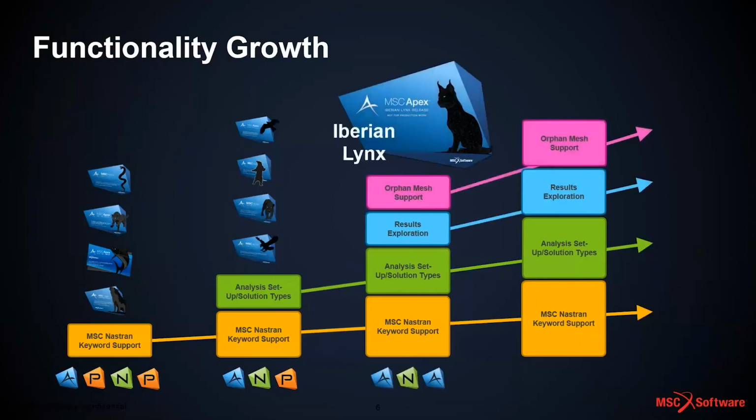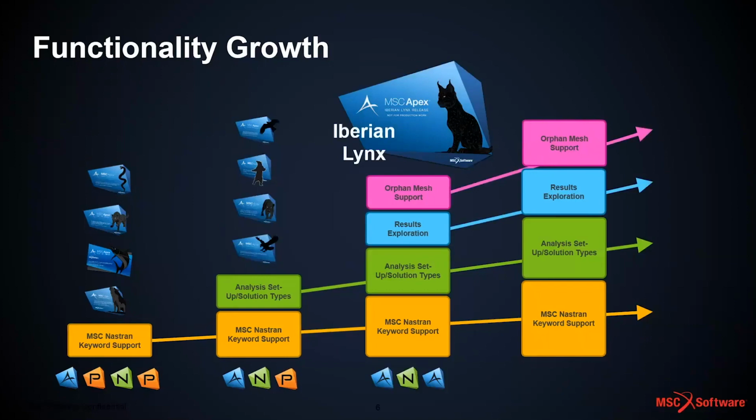What are those two things? Number one, supporting the orphan mesh workflow. Number two, processing the results based on HDF5 results that is exported from, or generated from, Nastran.